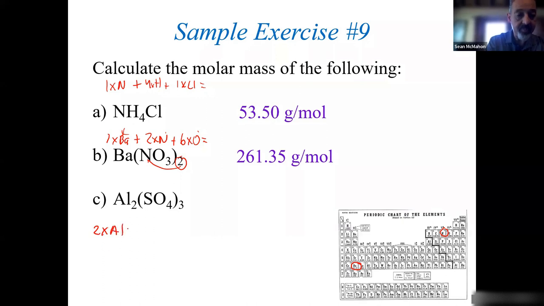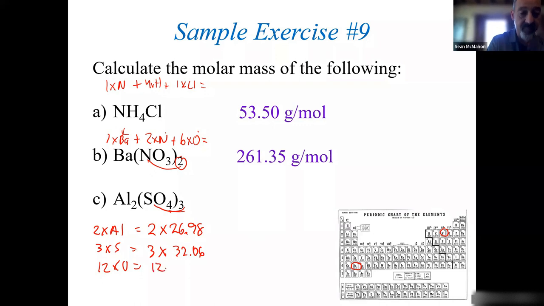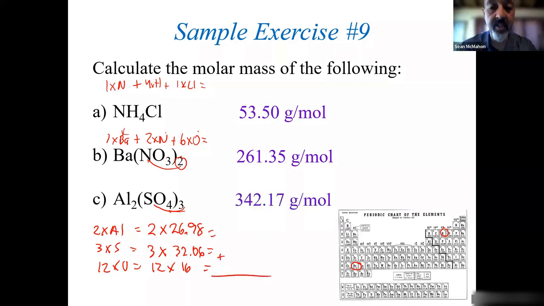For aluminum sulfate, 2 aluminum, 3 sulfur, and then 12 oxygen. So it's like 2 times, I think it's 26 point, what is it? I'll just kind of break it down for you. Sorry, I'm getting 26.98. 3 times I look for sulfur, I think that's 32.06. And then 12 times 16. Figure out those products, sum them all up, and my total should be 342.17 grams per mole.